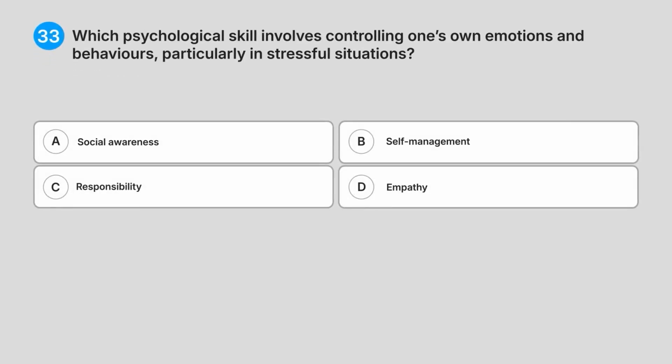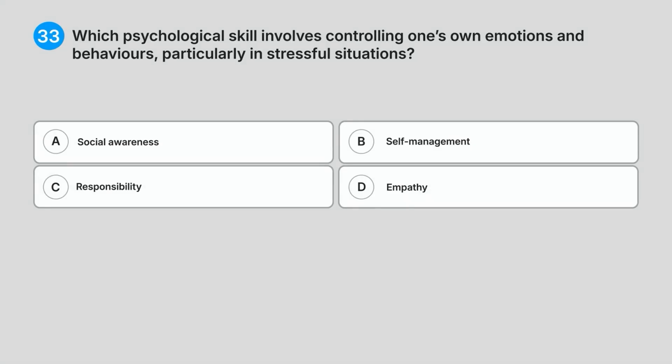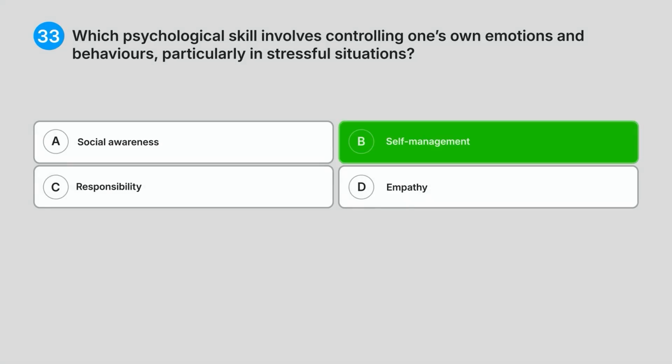33. Which psychological skill involves controlling one's own emotions and behaviours, particularly in stressful situations? A. Social awareness. B. Self-management. C. Responsibility. D. Empathy. Can you guess the answer? Correct answer: B. Self-management.